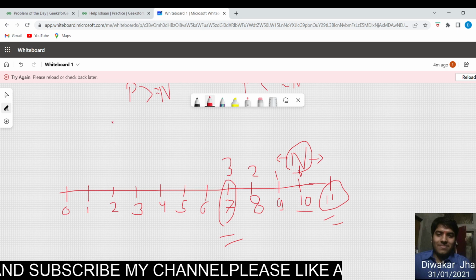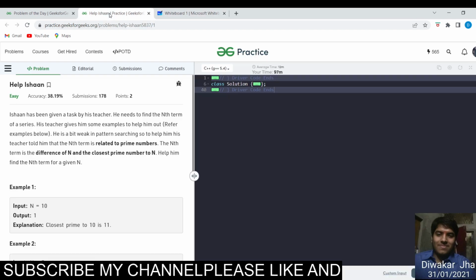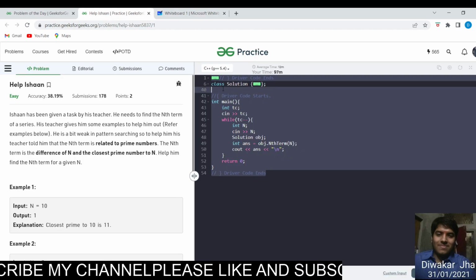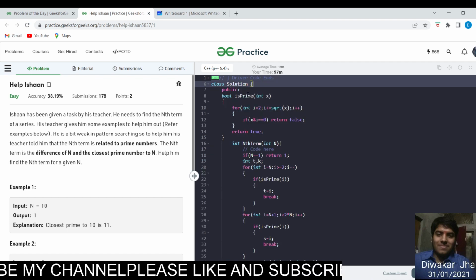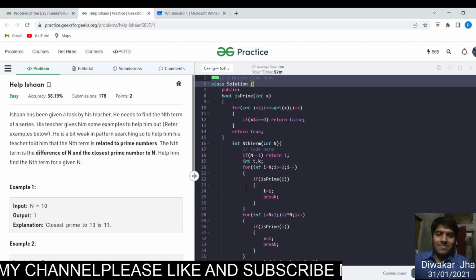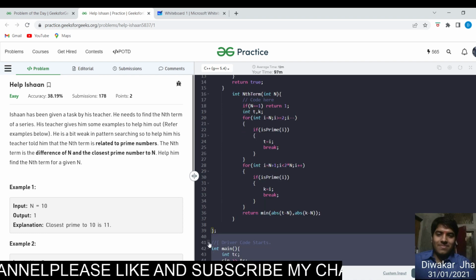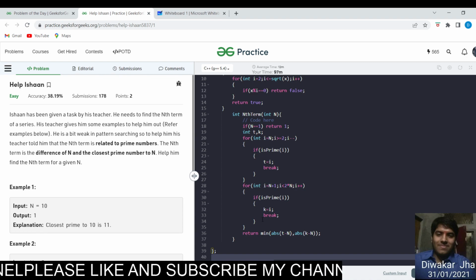So let us discuss the coding statement. This is the coding statement in C++. So we will do the implementation like this.